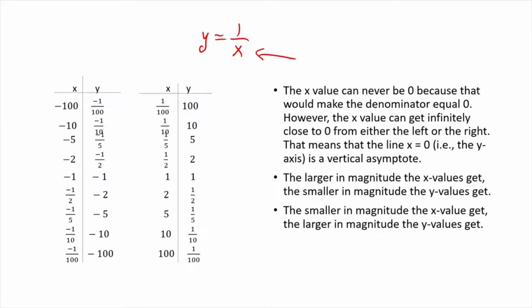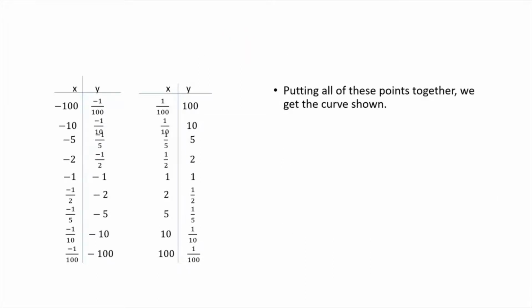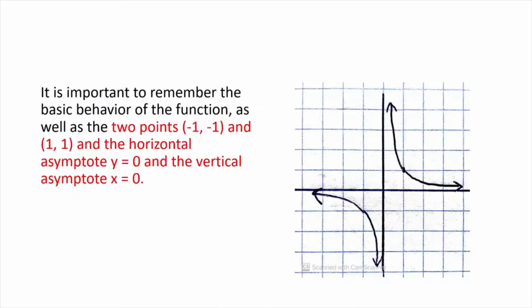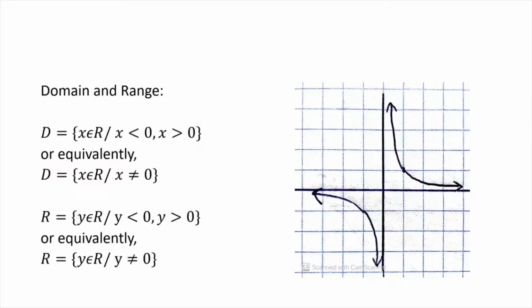The larger in magnitude the x values get, the smaller in magnitude the y values get. The smaller in magnitude the x values get, the larger in magnitude the y values get. So putting all those ideas together, we get the curve that we showed you here. This is the parent function. And it's important to remember the basic behavior of the function as well as 2 points, (-1, -1) and (1, 1), and also know the horizontal asymptote y = 0 and the vertical asymptote x = 0.